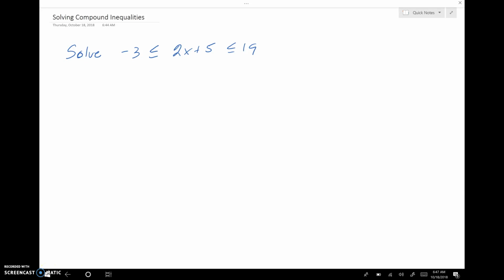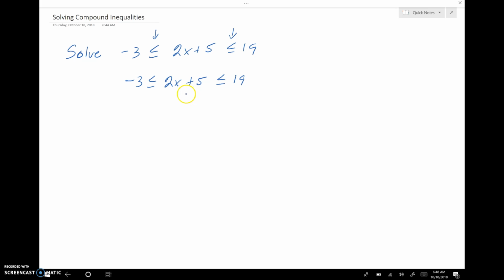We're going to solve the following compound inequality. The reason why it's called a compound inequality is because there are two inequalities. And I'm going to show you step by step how to solve this inequality. We have negative 3 less than or equal to 2x plus 5 less than or equal to 19.